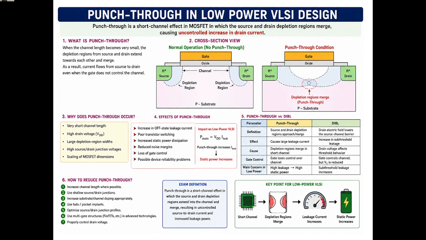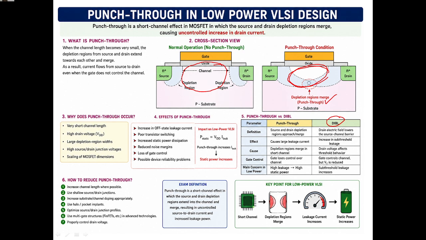Here also you can see the difference between punch through and DIBL, drain induced barrier lowering. So this is the normal transistor. There is no merge here, but here you can see there is a chance to merge, and current will flow from source to drain. That is called punch through. Here you can see in punch through, the depletion regions are merged.